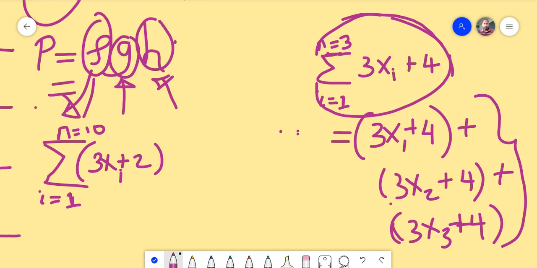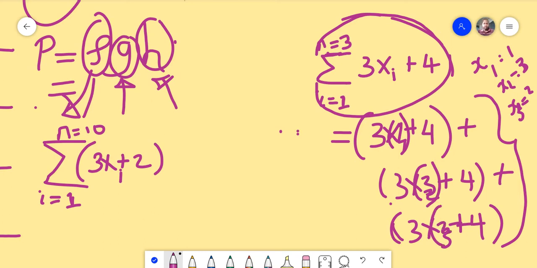And then maybe now you can be given the values of x. Let's say x1 is 1, x2 is 3, and x3 is 2. Then I can substitute the values. Where there's x1, you're going to put 1 and then multiply. Where there's x2, you're going to put 3, and where there's x3, you're going to put 2.